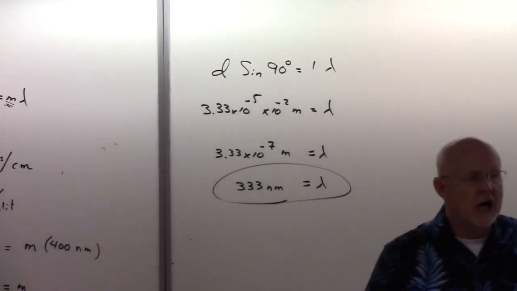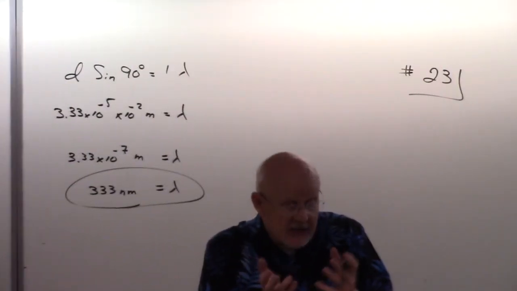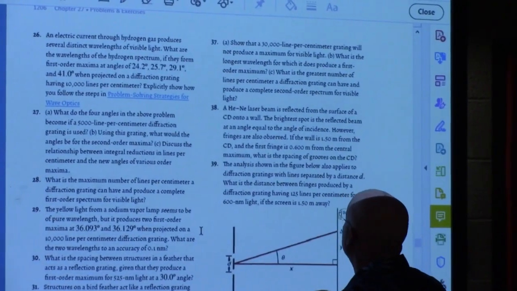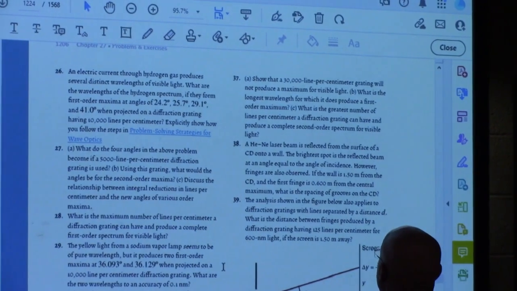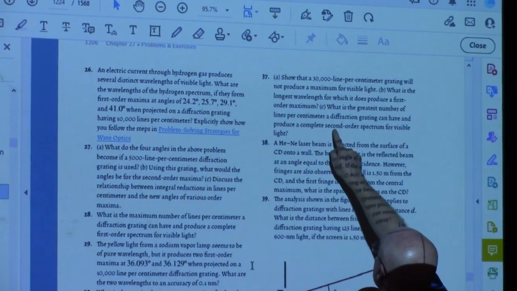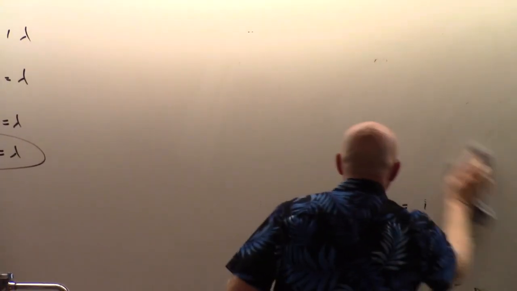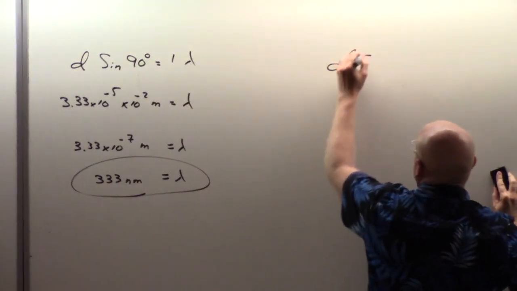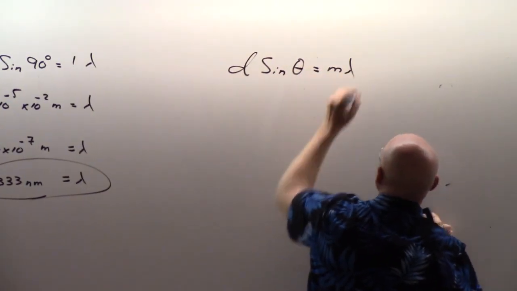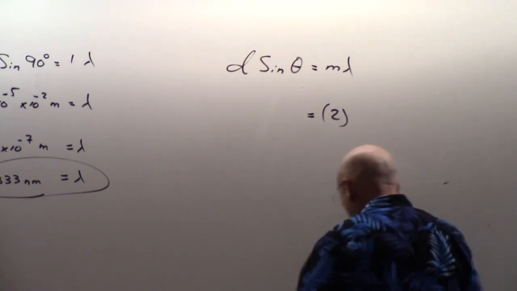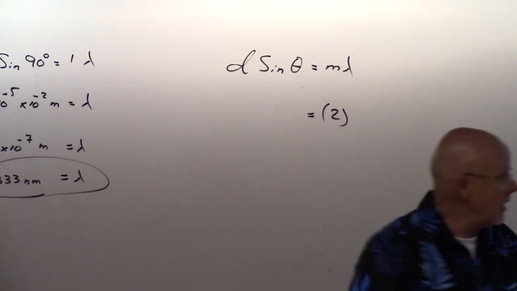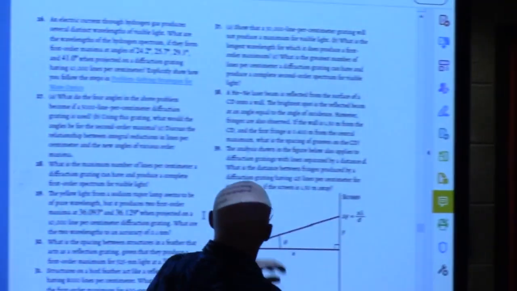It would be ultraviolet. So this grating would actually work for ultraviolet light, but it's not going to work for visible light. And then it says, what is the greatest number of lines per centimeter a diffraction grating can have and produce a complete second order? And so, again, maybe a little too quickly, but let's wrap it up here. If I throw in my equation here, it would look like this. We're talking about a diffraction grating, so it would be d sine theta equals m lambda. And it says you want to see the whole second order. So the second order is why I pick m equal to 2.